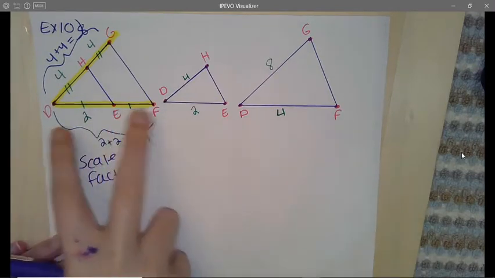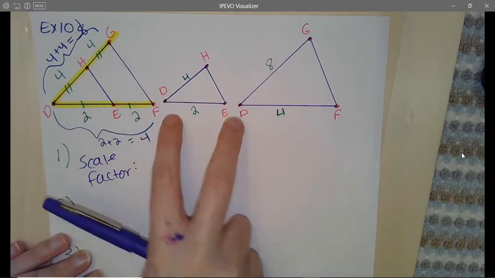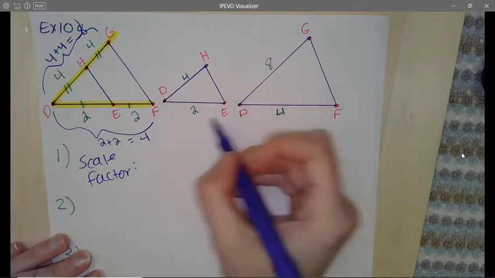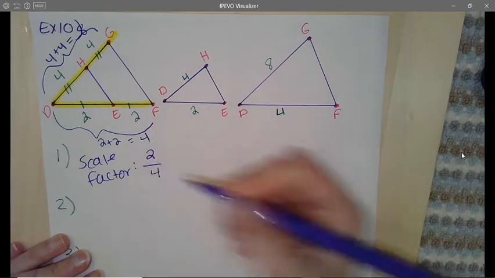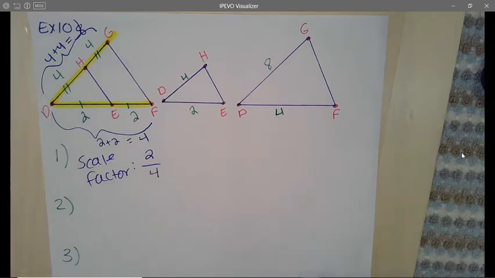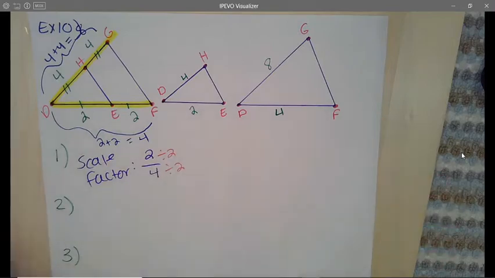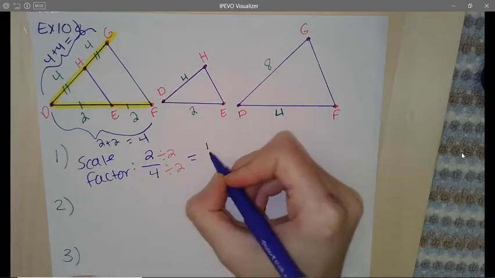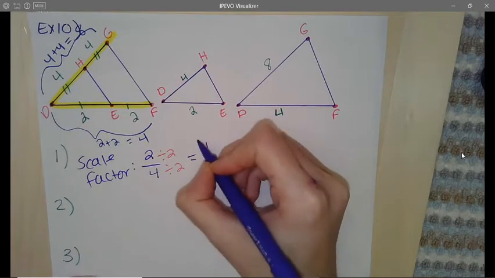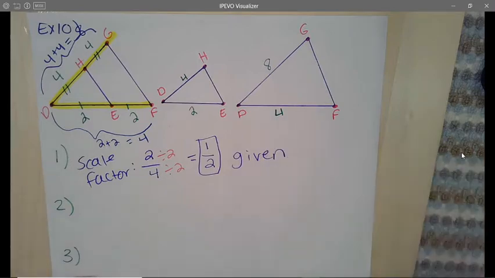Okay, so these two, DE and DF, correspond. So I'm going to divide DE by DF. So DE is 2, and DF is 4. And I can reduce this down. So 2 divided by 2, I can divide each of these by 2. 2 divided by 2 is 1, and 4 divided by 2 is 2. Guys, so my first scale factor is 1/2, which was given to me.